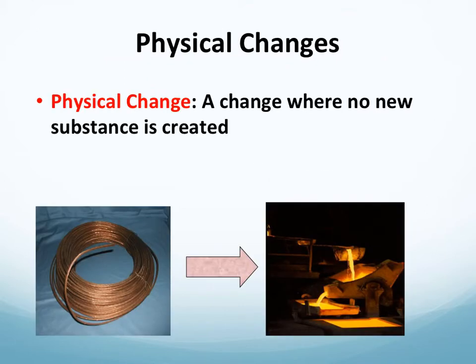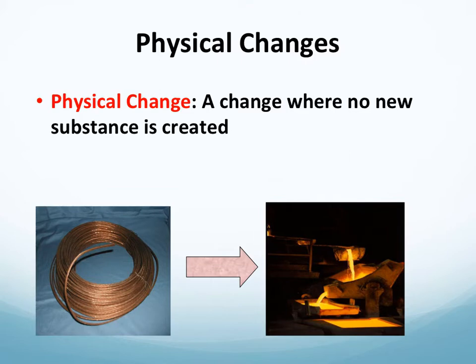Okay, so those are some of the different properties. We can also observe changes that matter is undergoing as well. So we can have a physical change or a chemical change. So a physical change is a change that occurs that does not create a new substance. Notice here, physical properties I can observe without changing what the substance is. Physical changes are changes that do not create a new substance.